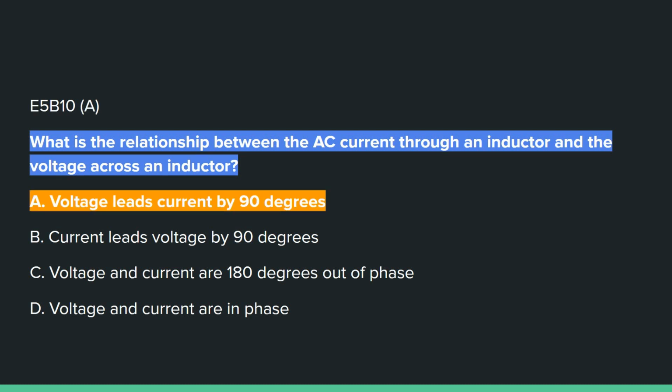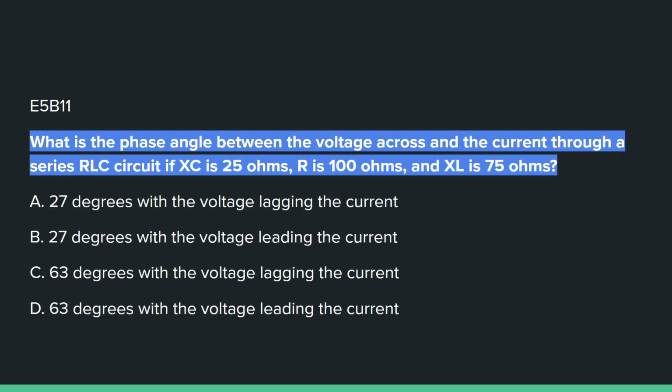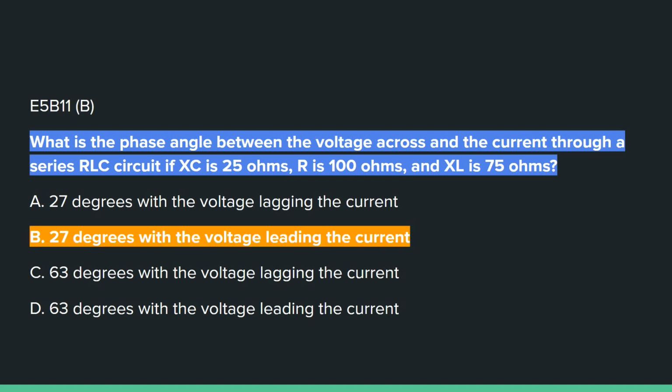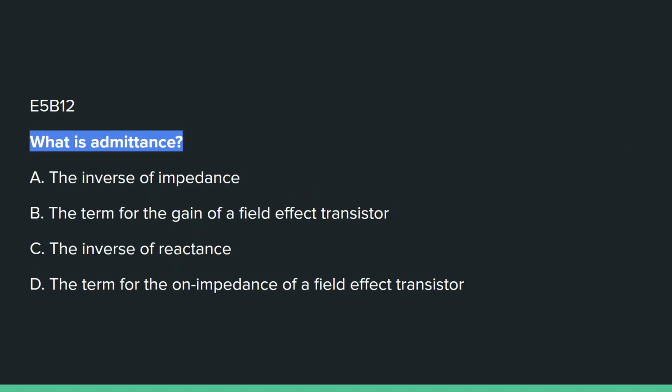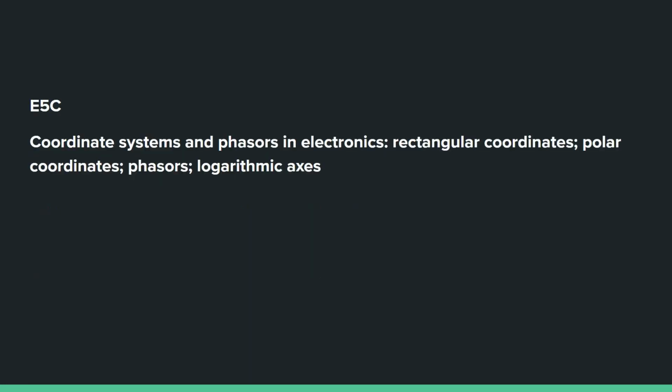A, voltage leads current by 90 degrees. E5B11, what is the phase angle between the voltage across and the current through a series RLC circuit if XC is 25 ohms, R is 100 ohms, and XL is 75 ohms? It's B, 27 degrees with the voltage leading the current. E5B12, what is admittance? A, the inverse of impedance.